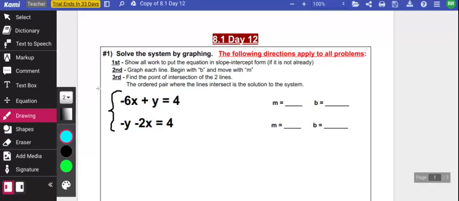Here in 8.1 day 12 CAMI assignment, we're solving systems by graphing. Here I have this system made up of two equations, and neither one of them are in slope-intercept form. And so I need to show my work to put it in slope-intercept form. So we'll start with equation 1.